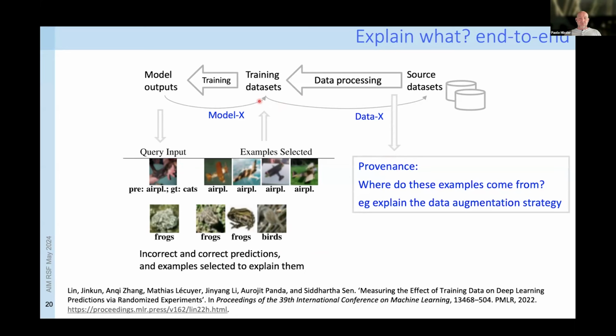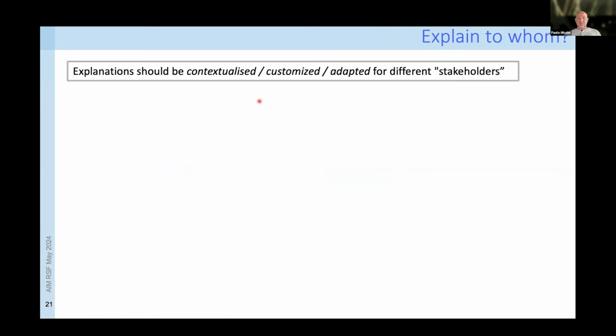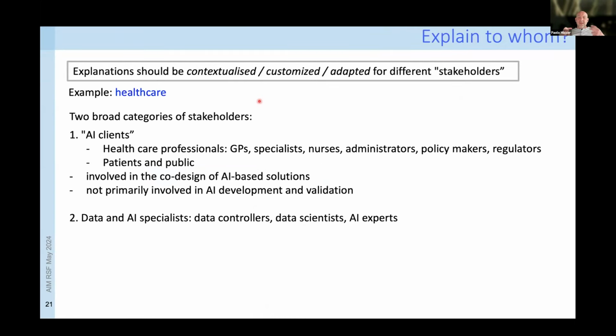So I think the two things really have the potential to go well together. And as I said earlier on, there are two dimensions: what you explain and to whom you explain. And the to whom is super important because there are multiple stakeholders in this AI game. In the healthcare example that I promised I would come to, in our practice, we see essentially two broad categories of stakeholders.